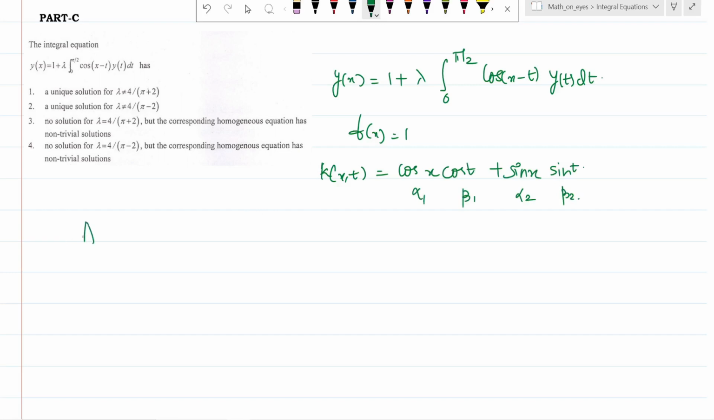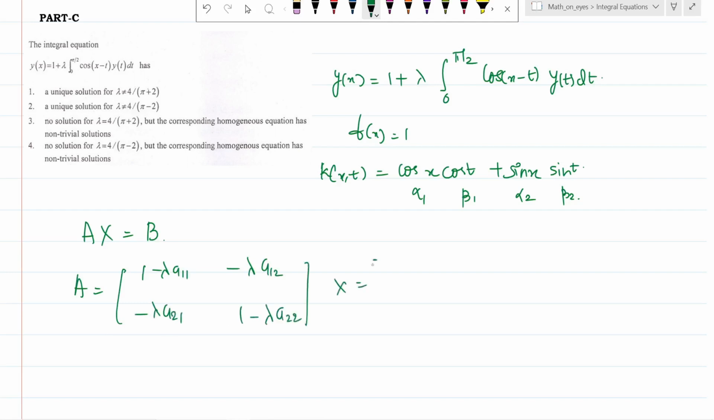How do we find the solution for this type of equations? Take Ax is equal to b. Find the A, x and b matrices, and we find the solution one by one. So what is the matrix A? A is equal to [1 minus lambda A11, minus lambda A12; minus lambda A21, 1 minus lambda A22].